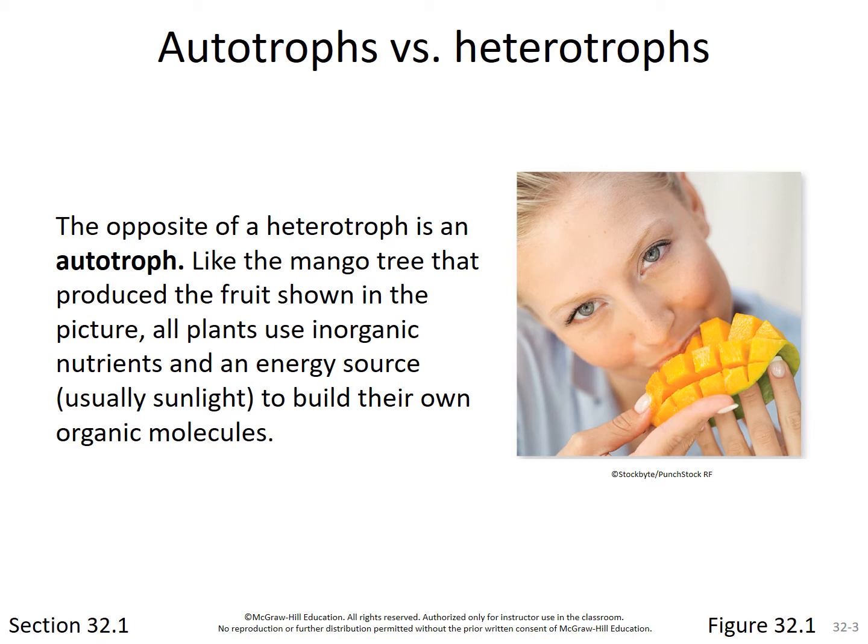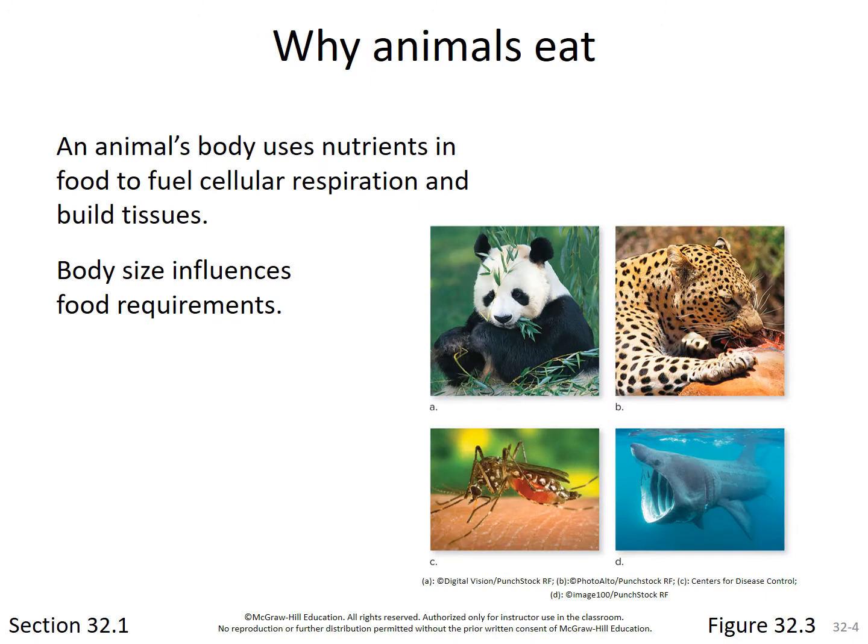So that's the difference between basically plants and animals. Plants carry out photosynthesis to self-feed, whereas animals have to ingest other animals or plants in order to obtain their energy source. The basic reason why animals eat is something that you probably already know, which is that the nutrients are used in order to fuel cellular respiration and to build tissues.